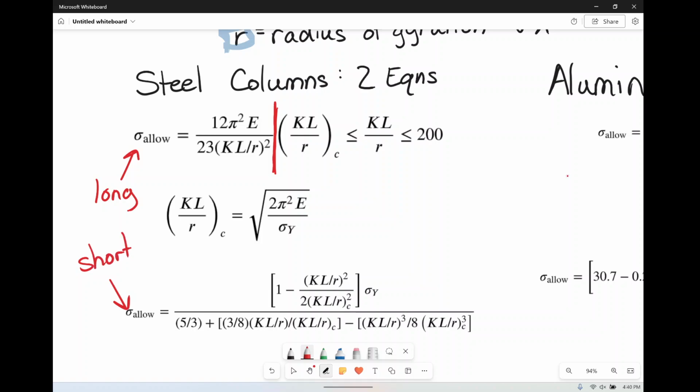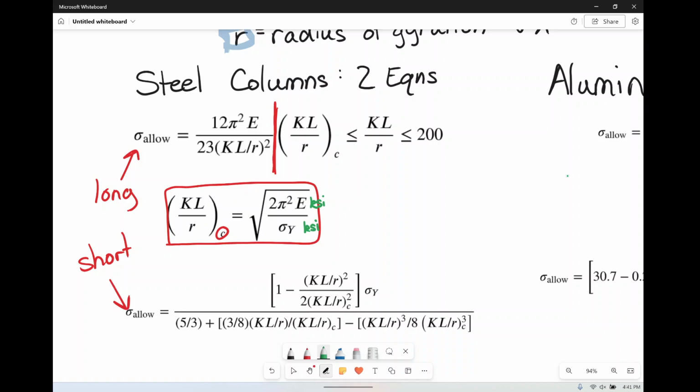How do you know what the difference is between a short and a long column? That's where this guy comes in. He is our little critical value between short and long, and he is simply the square root of 2 pi squared times E divided by sigma y. These values can be in ksi. E is the modulus of elasticity, sigma y is the yield stress. So he's just going to be a flat line number dependent on the material properties, because it makes sense, right? A short column is going to yield before it's going to buckle. A long column's obviously going to buckle. So if you're long enough to get past yielding, then there you go.